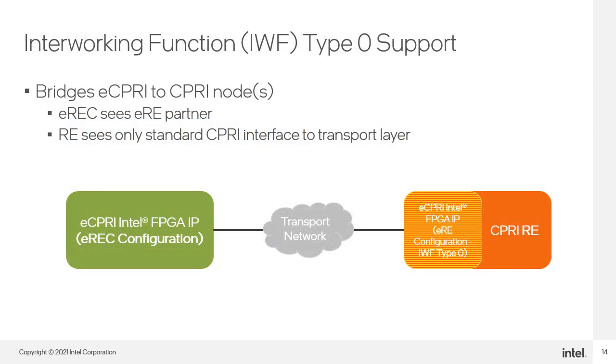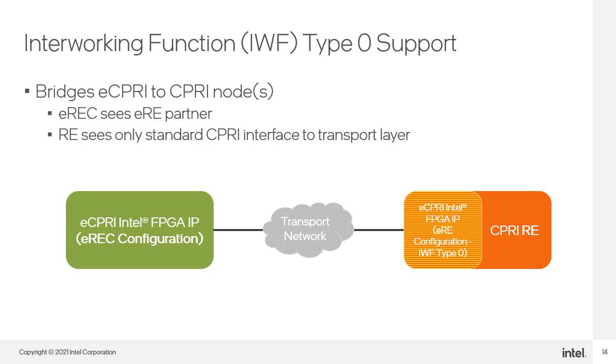The eCPRI IP also has support for interworking function or IWF type 0. This allows the IP core to serve as a bridge between an eCPRI network and eCPRI nodes, converting eCPRI message types 0, 2, 6, and 7 to eCPRI. The advantage is in bridging to older equipment that uses the eCPRI standard, eliminating the need for complete replacement.